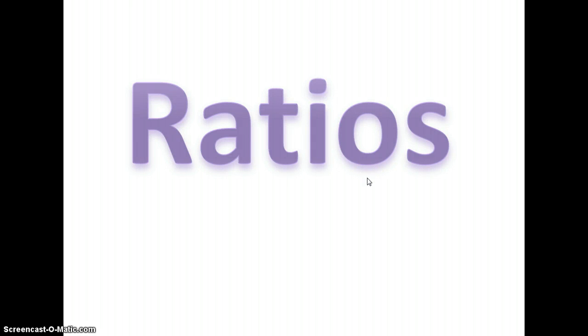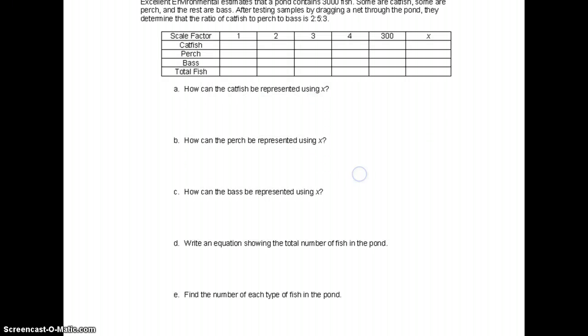Hello, we're going to talk about ratios. Okay, so if I have this example, Excellent Environmental estimates that a pond contains 3,000 fish. Some are catfish, some are perch, and the rest are bass. After testing samples by dragging a net through the pond, they determine that the ratio of catfish to perch to bass is 2 to 5 to 3.